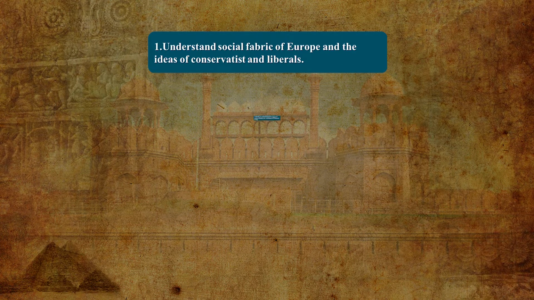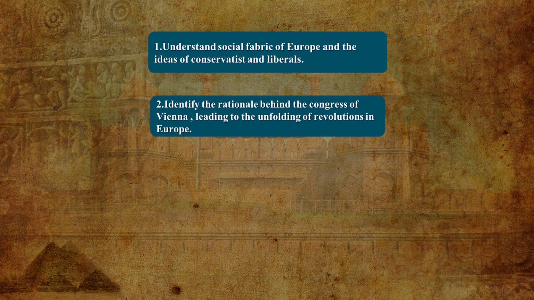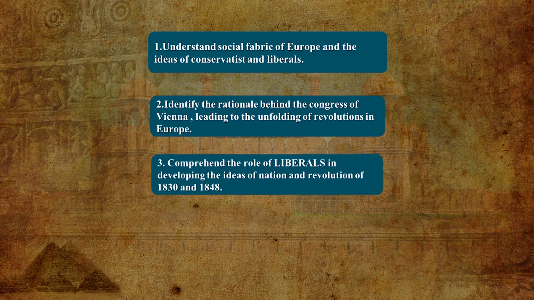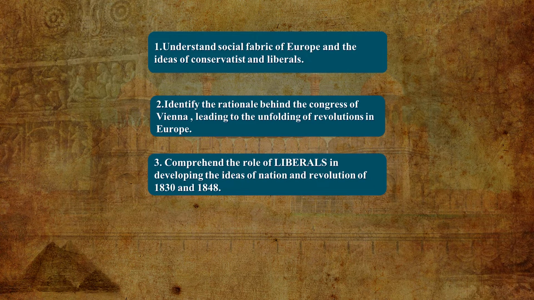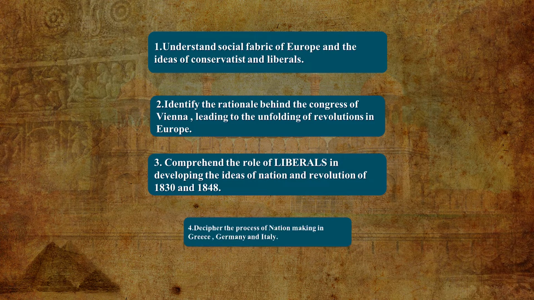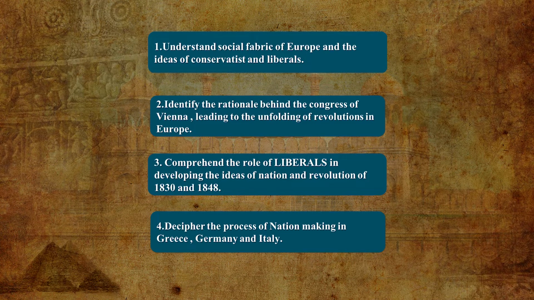We will also try to identify the rationale behind the Congress of Vienna, leading to the unfolding of revolution in Europe. We will also understand the role of liberals in creating the revolutions of the 1830s and 1848. We will also try to see the background under which the unification of Germany and Italy took place.